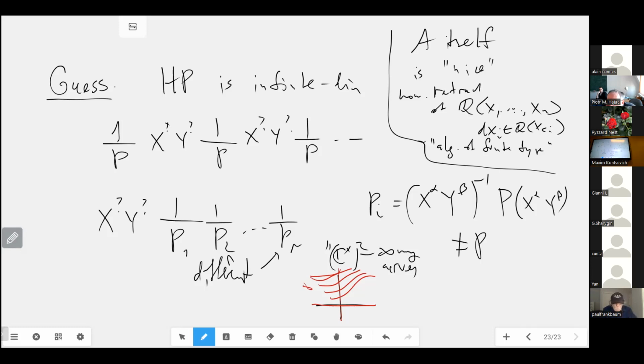Yeah, there were some indications that this notion of algebras of finite type is a bit sick. It's a bit technical, I don't know. There was some counterexample to some other conjectures by Efimov, so this kind of no good compactification and so on.